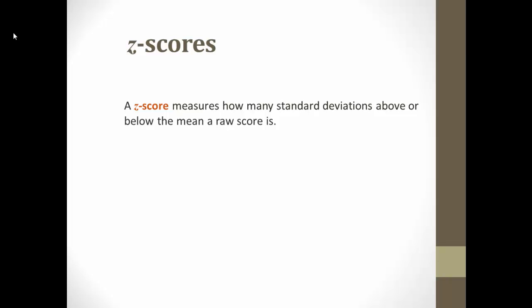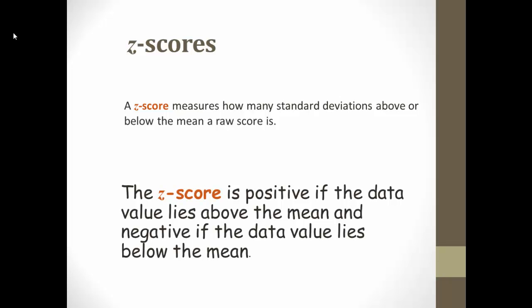Today we're going to continue our study of normal distributions by talking about something called a z-score. A z-score measures how many standard deviations above or below the mean a raw score is. So we're measuring distance from the mean in standard deviations. The z-score is positive if the data lies above the mean, and negative if the data value lies below the mean.